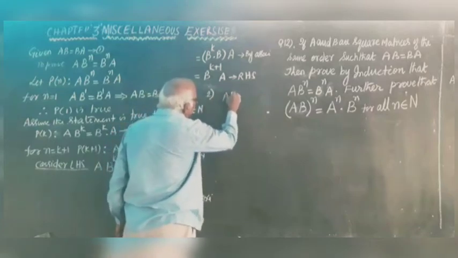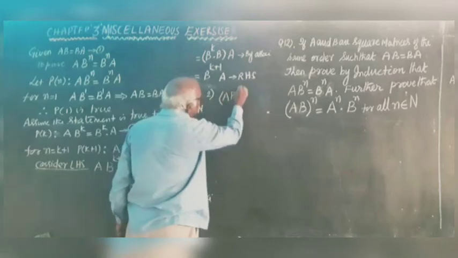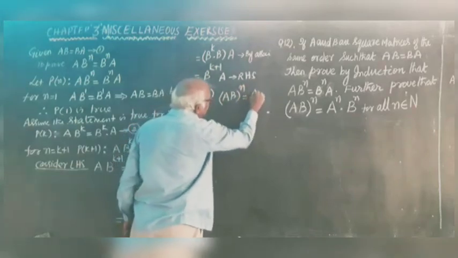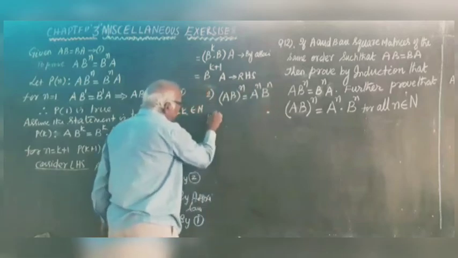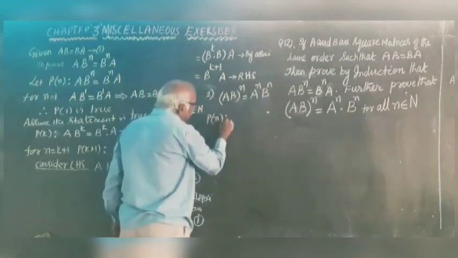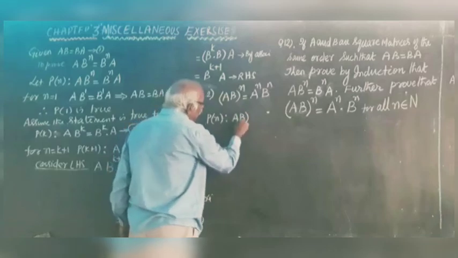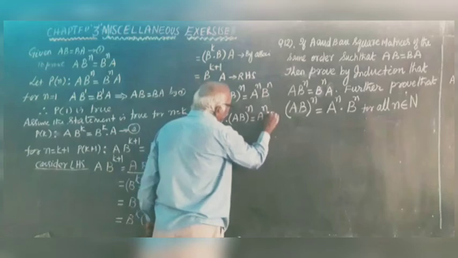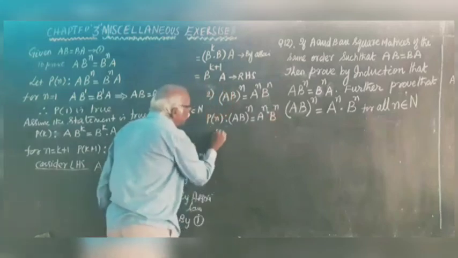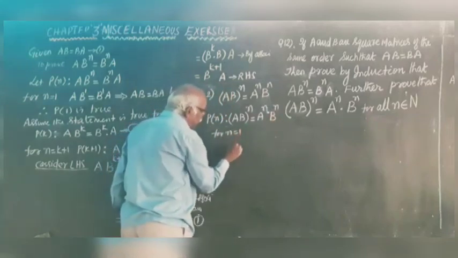(ab)^n = a^n b^n. Let P(n) be the statement such that (ab)^n is equal to a^n into b^n. For n equal to 1.